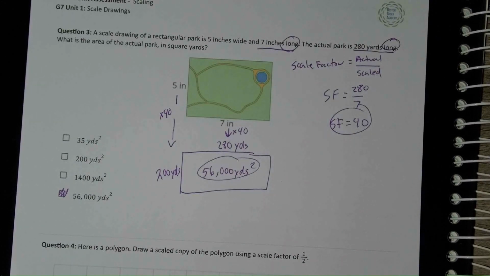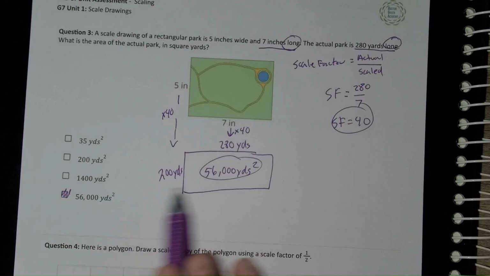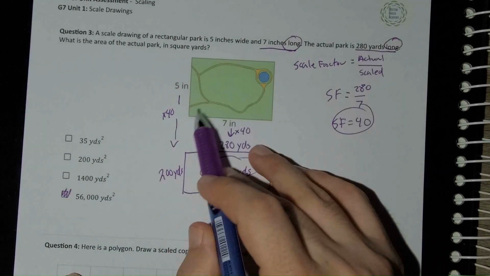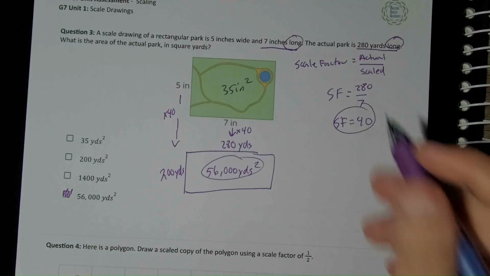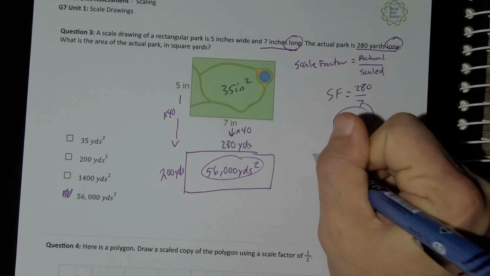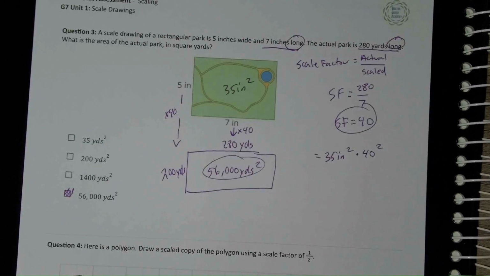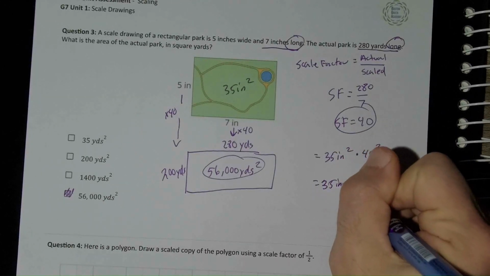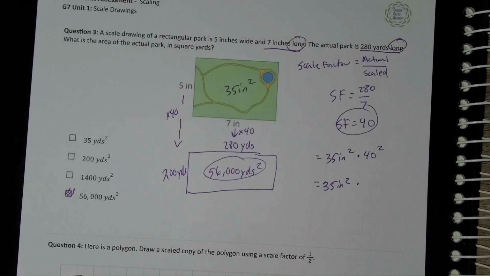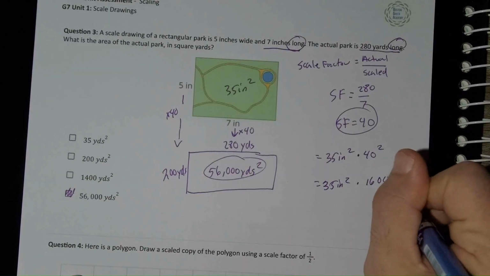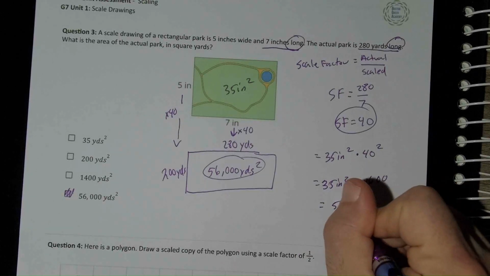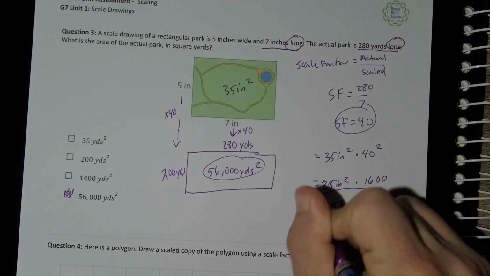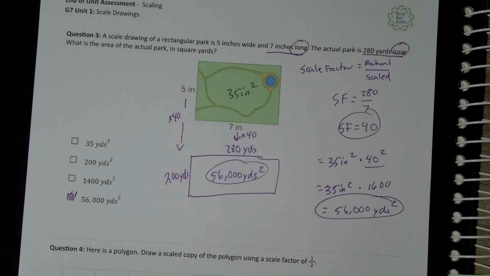And a quicker way I saw like 3 of us do this, which is really cool, is instead of doing all this, once you knew your scale factor was 40, right? 5 times 7 is 35 inches squared, which is why that's there to throw you off, right? You can do 35 inches squared times 40 to the second power. And so you end up getting 35 inches squared times our scale factor squared, which is just going to be 1600. And then when you do 35 times 1600, you end up getting our 56,000 yards squared, which is a pretty cool way. Shout out to some of y'all that ended up doing that on our test.